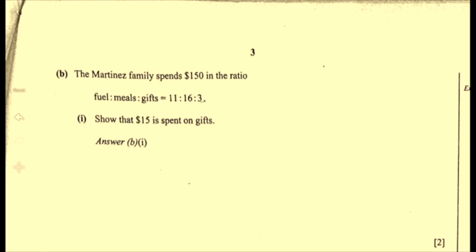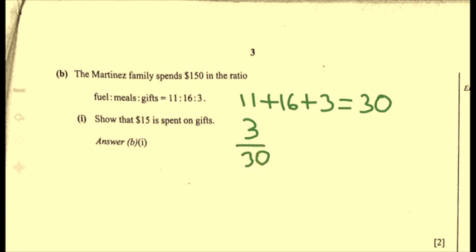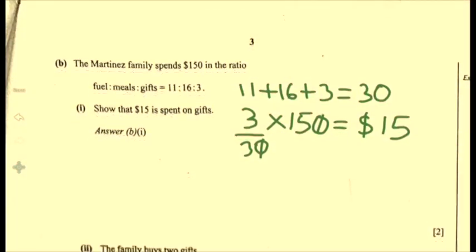So you'll work out the total ratio, that is 11 plus 16 plus 3. So that total ratio is actually equal to 30. So you can then calculate the 3 over 30 times the total amount spent, which is 150. So if you work out that, cancel there, you remain with your $15. So that's how you can show that the amount spent is that $15.